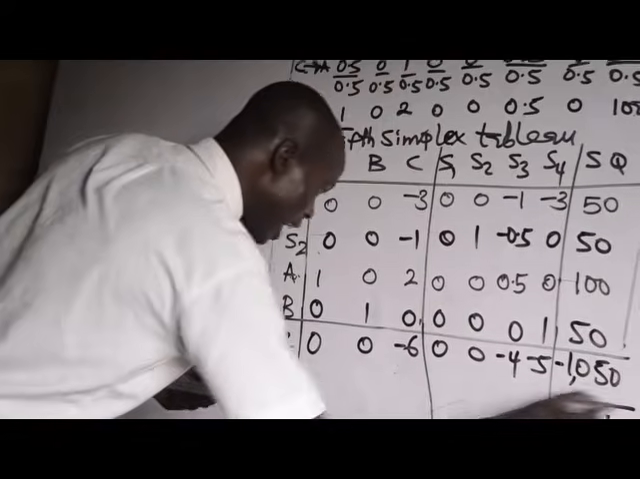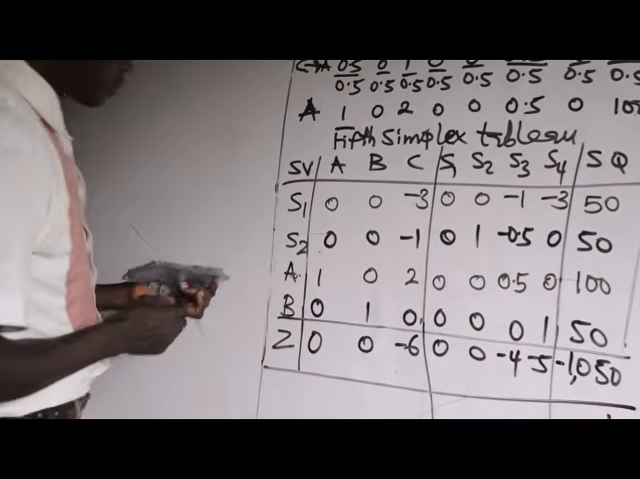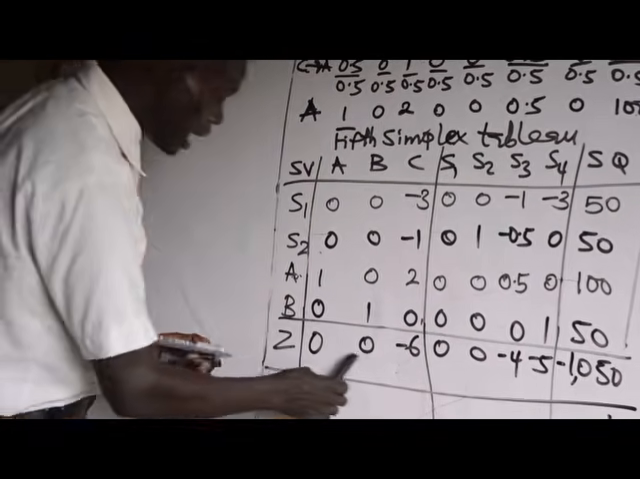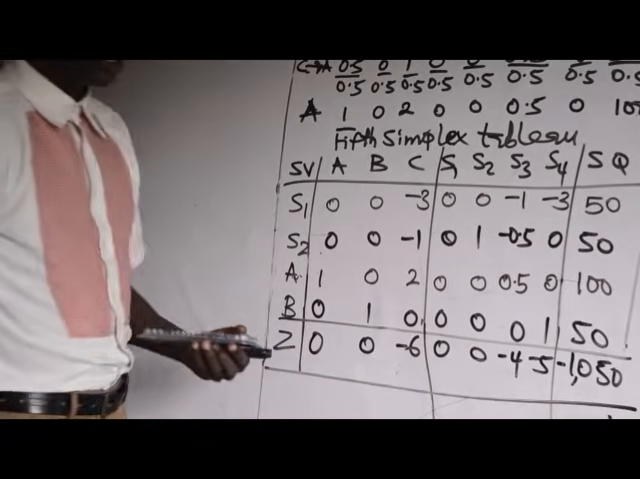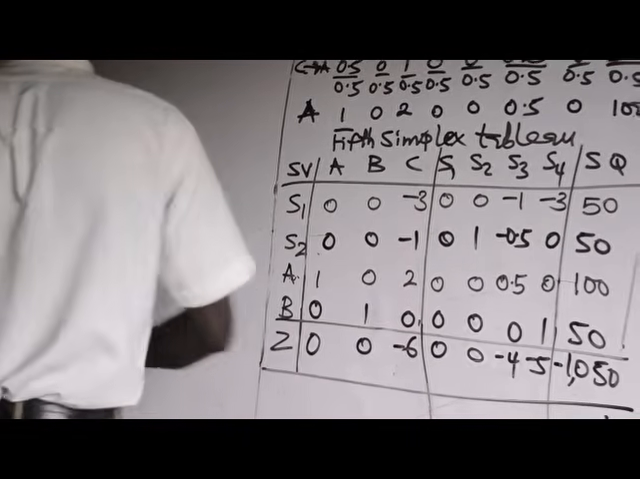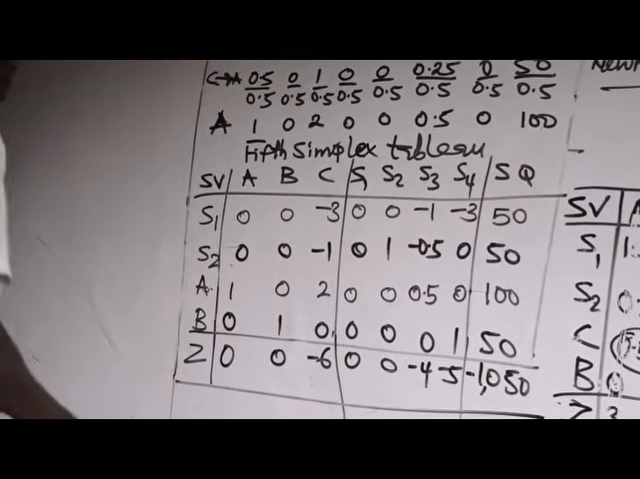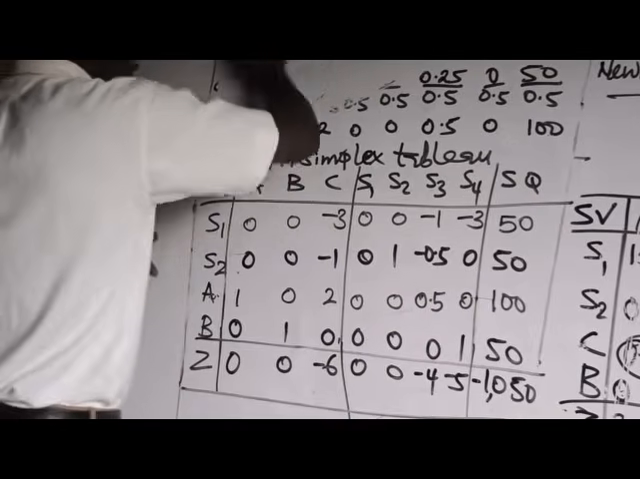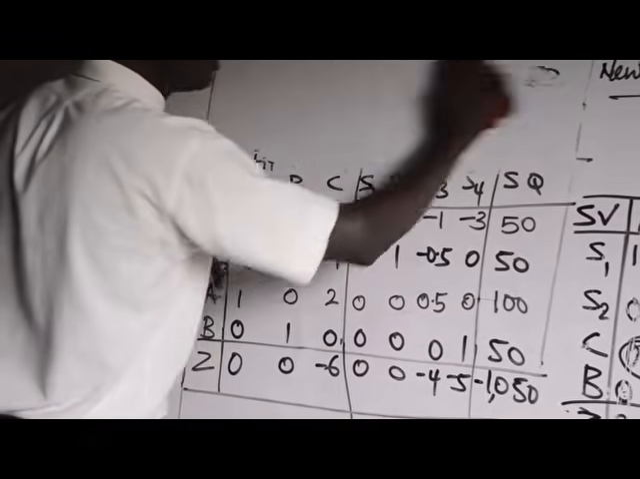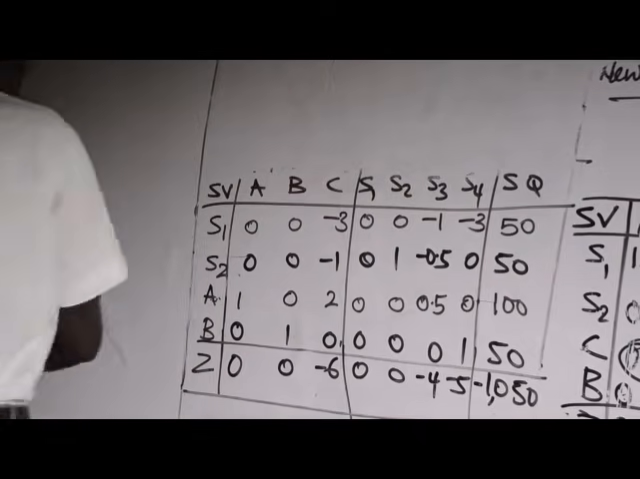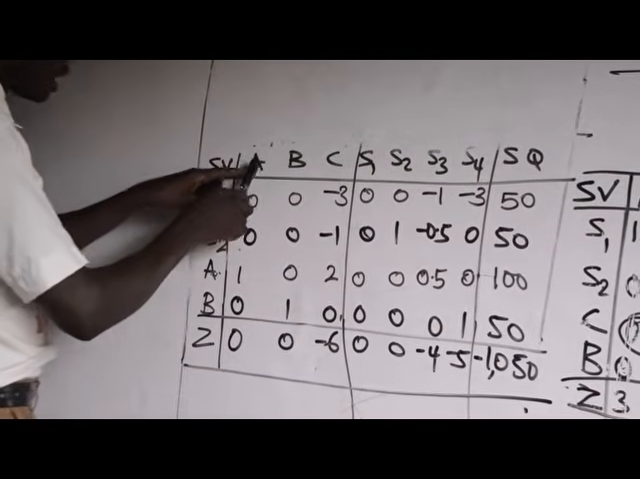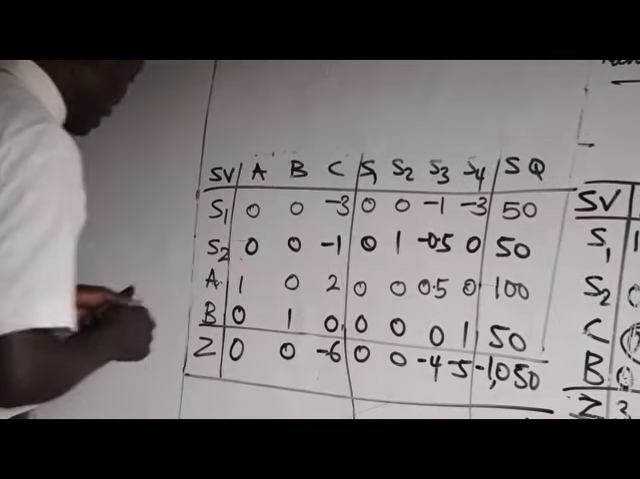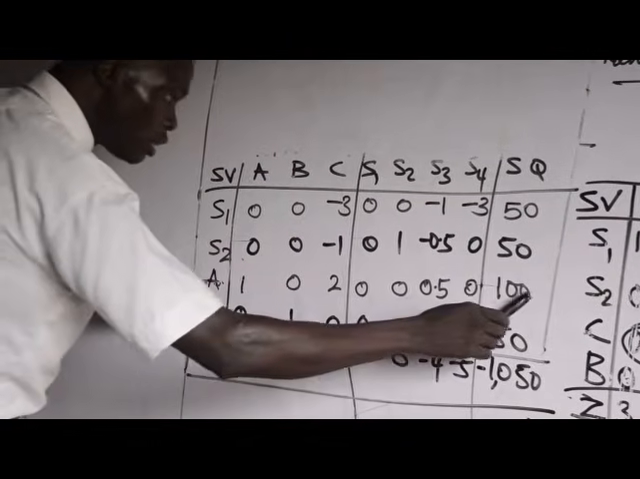If you look at this table, all the values there are either 0 or negative. So that means the optimal solution has been achieved. Since the optimal solution has been achieved in this table, now let's try to identify the optimal mix. The products involved are product A, B, and C. That means you can produce 100 units of product A.